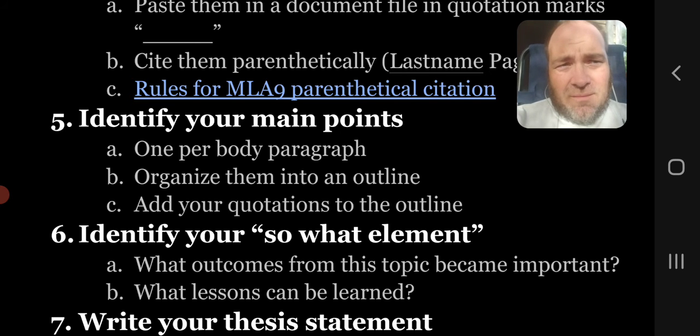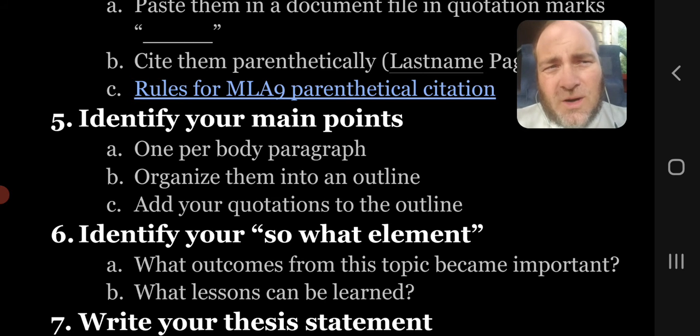Remember that if this is a 5-paragraph essay, then you have 3 body paragraphs. You can make 3 main points. You want to think about how you're going to organize the paper, what those 3 main points are going to be. Are you going to compare and contrast 3 points with each side? Is each paragraph going to be a compare and contrast of 1 point?